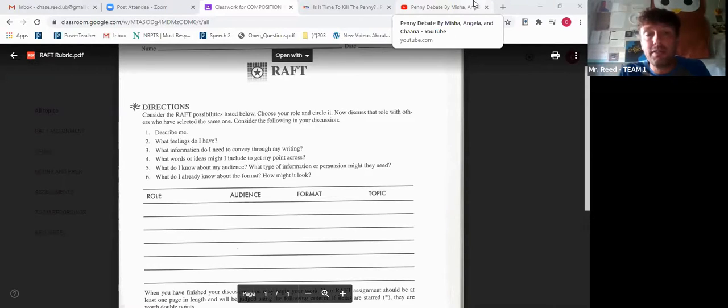But first of all, let's go through some of these questions, like describe me and what feelings do I have and how that relates to the writing assignment. So where it says role, again, everybody is going to be writing from the perspective of you are a penny. Your format of writing, you can choose one of 3 options, and you should write these down right now. You can write an editorial, which is like a column that would go into a newspaper. Particularly, it would be a column that goes into the NPR newspaper and it responds to this article.